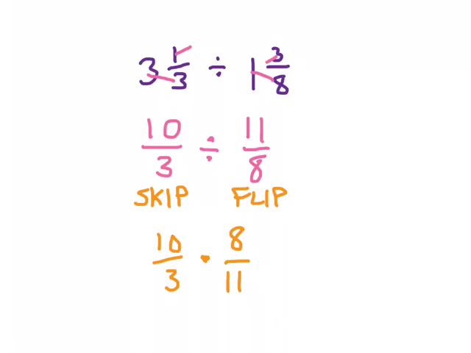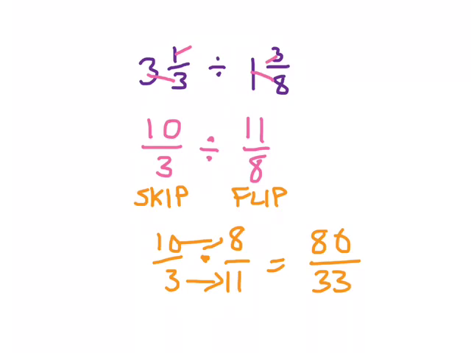From there, I'm basically back to multiplication. I'm going to multiply straight across. I'll get 80/33. Same deal as before. I'm going to simplify that if I can. In this case, I can't. And then I might convert it back into a mixed number.